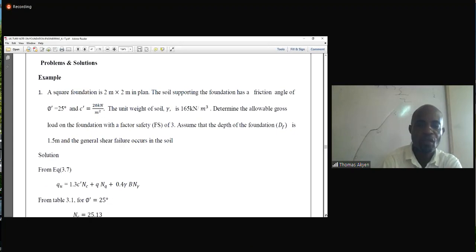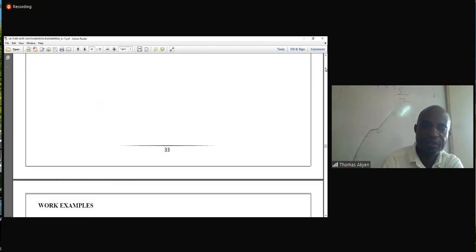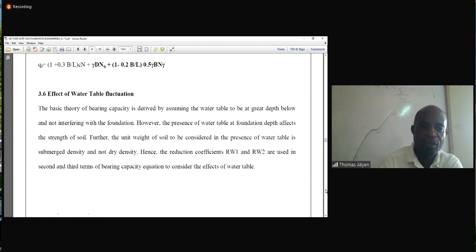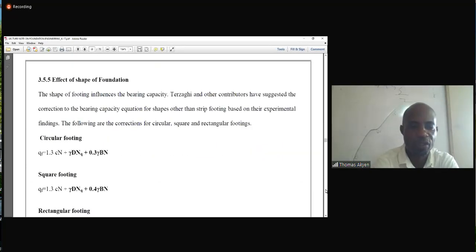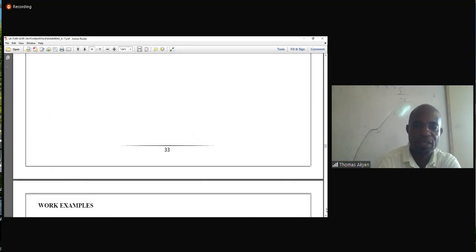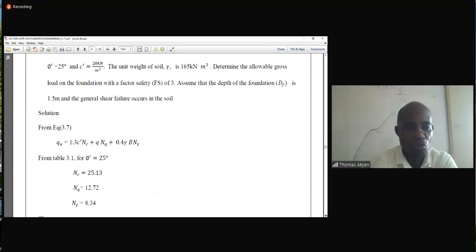Now we should determine the allowable gross load on the foundation. So for the allowable gross load on the foundation, we use the first equation, where the correction that they made on the circular, square, and rectangular footings. They use the first circular footing equation. So they improve on this equation, and this is what we have. We have this equation there from the table.